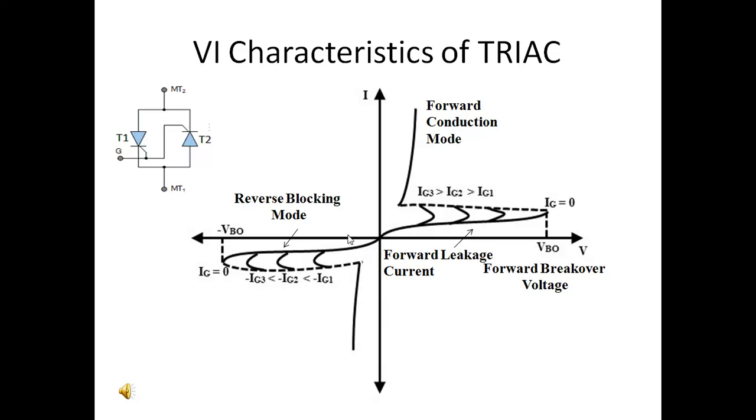Here also, at a certain amount of time there is a forward breakover voltage which is occurring. At that particular time, again the voltage drastically reduces once we apply a gate current, and slowly the current increases later. Similarly here, if you are increasing the gate current, at that time the forward voltage also decreases, which you can see in the VI characteristics diagram.